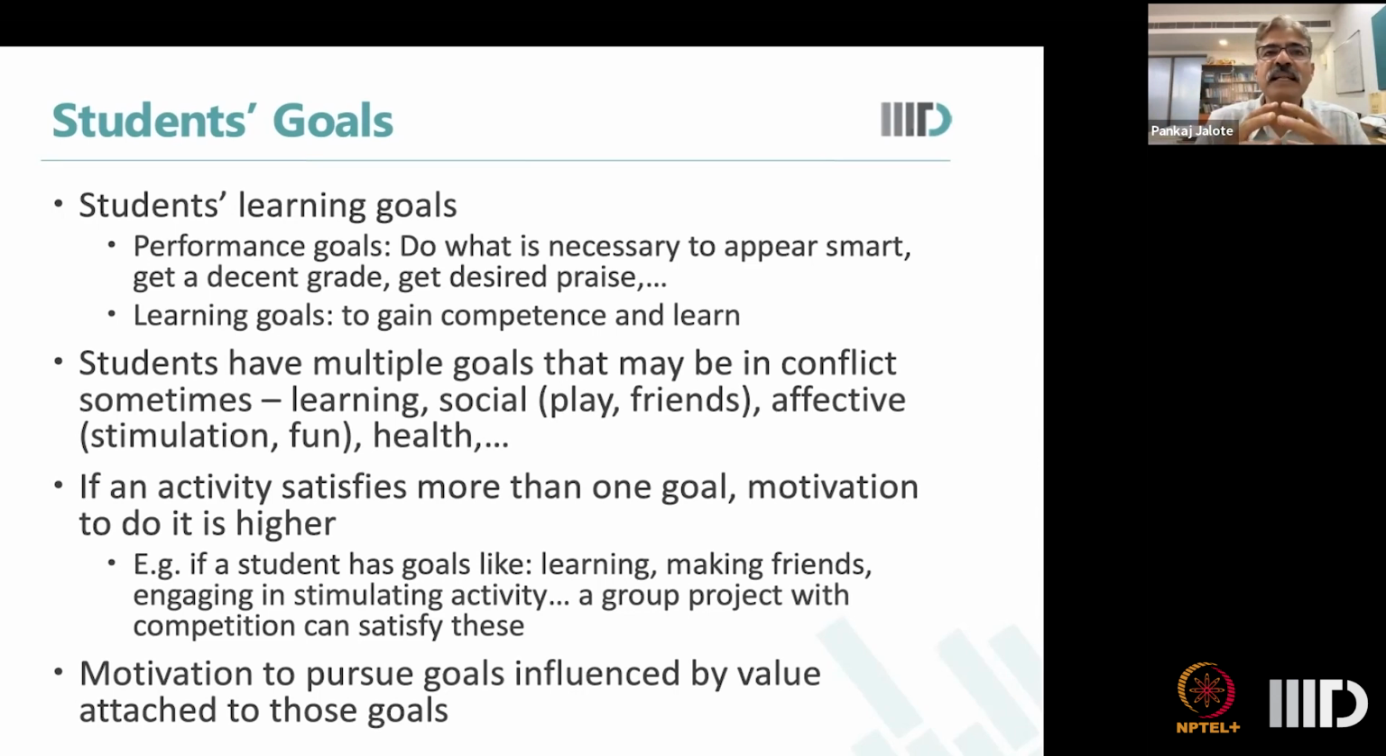Okay, that's the reason I'm pointing this out. Our goal is learning and to help students learn. But if we understand that students do have other goals, and if we can do something that will satisfy multiple goals of the students, then you can expect that learning would be higher. So, for example, most students have goals like learning, making friends, engaging in some stimulating activity.